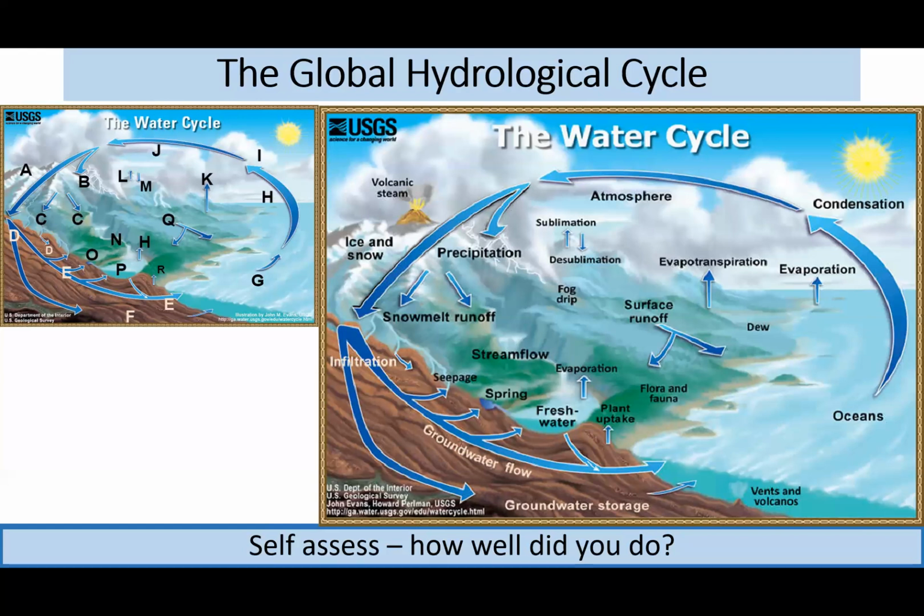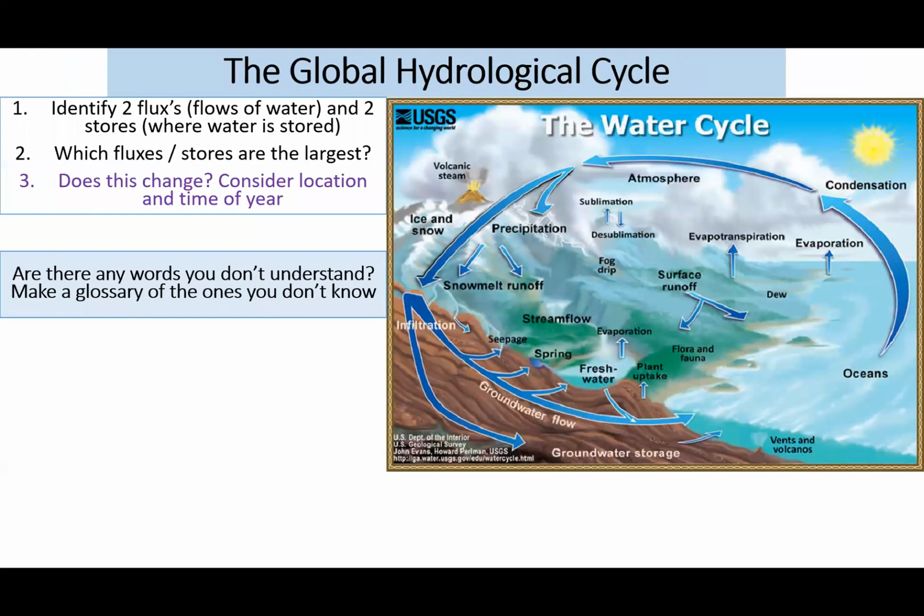Yeah, so they take different amounts of time, and we'll come back to that next lesson. So from that diagram, I want to identify two fluxes, so two flows, two ways that water moves, and two stores, so where the water is actually held. Which of those fluxes and which of those stores do you think are the largest, so contain the most water? And do you think this might change? This is the challenge. Would those processes, those flows, those stores, be different in different locations or at different times of year?